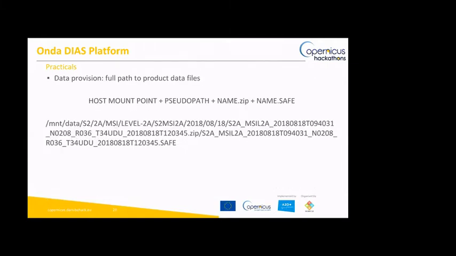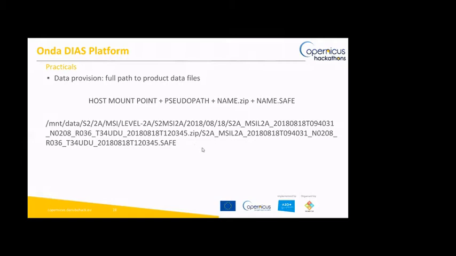And here is an example of using it, of the data provision. So now I searched, I found what I need, and now I need to build the final path. And here you can see the final path definition.